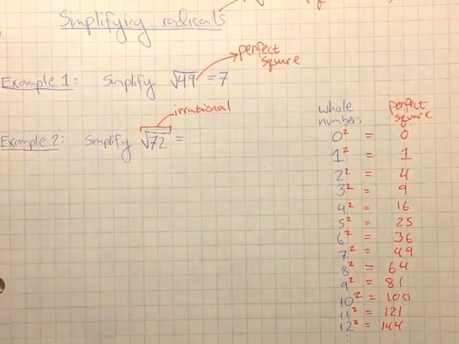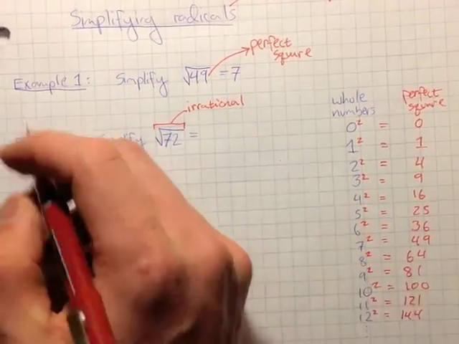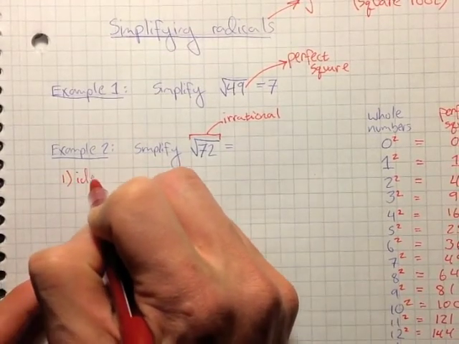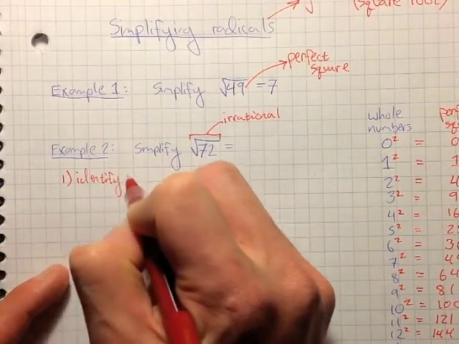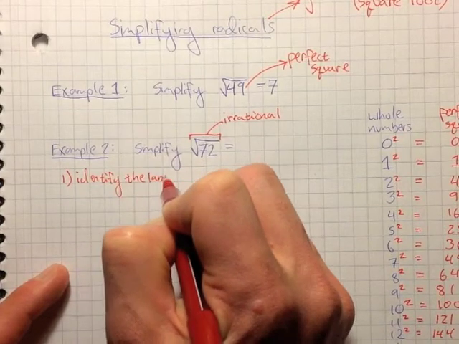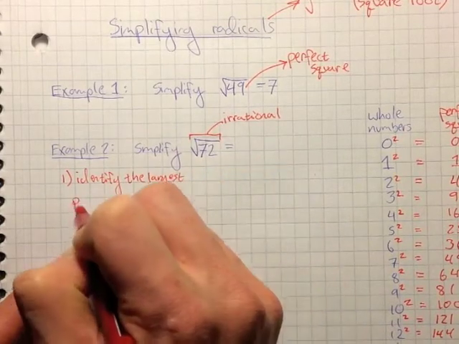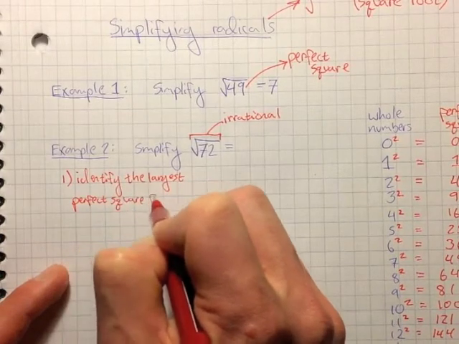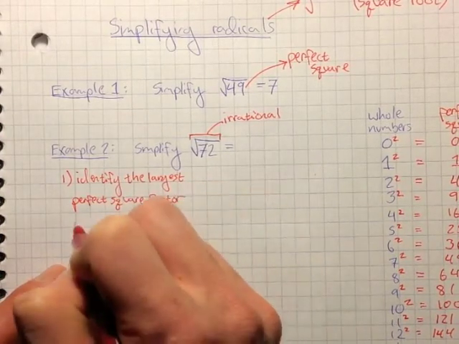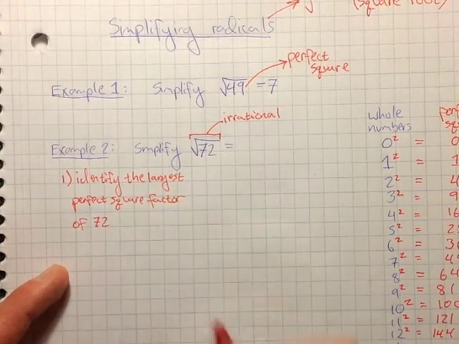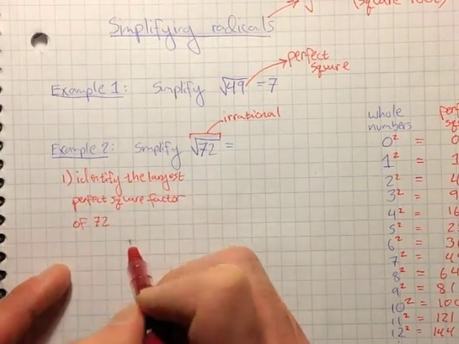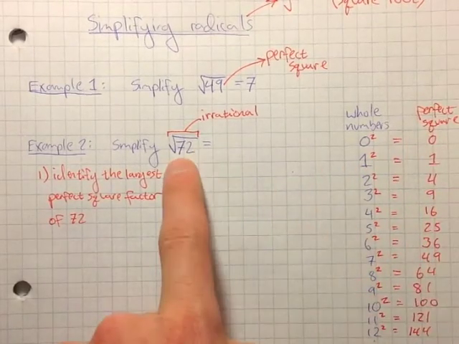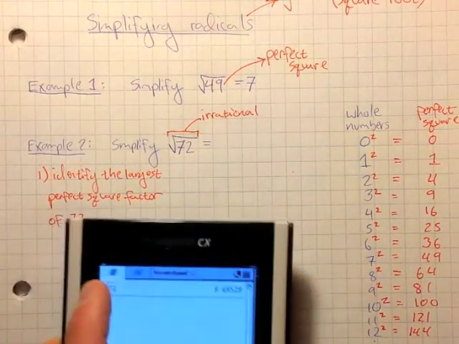What I'm asking you to do is, first of all, identify the largest perfect square factor of 72. Okay, so that's the first step, okay? So let's try to identify the largest perfect square factor of 72, and let's see where that takes us.